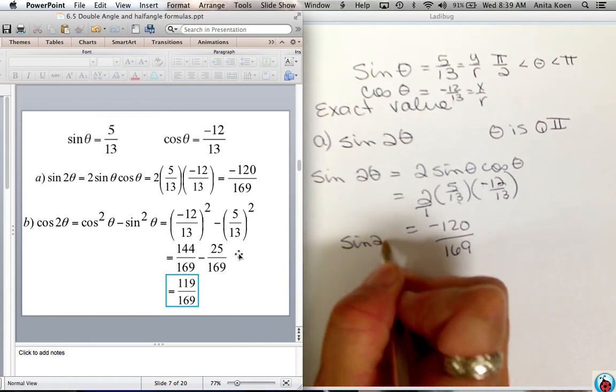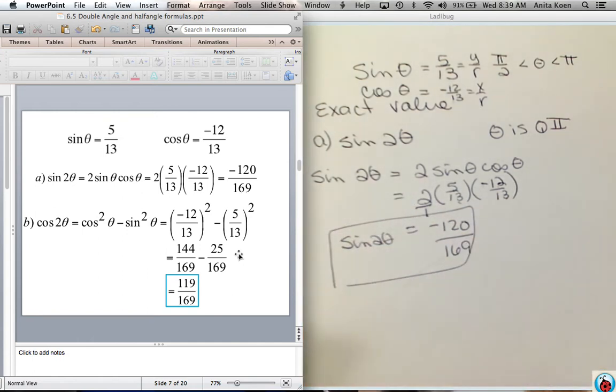So the sine of 2 theta is negative 120 over 169. Now you can look at the PowerPoint and see that we did the same thing for letter B, which was the cosine of 2 theta.